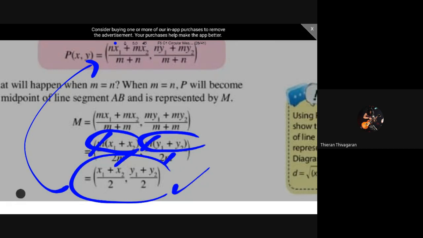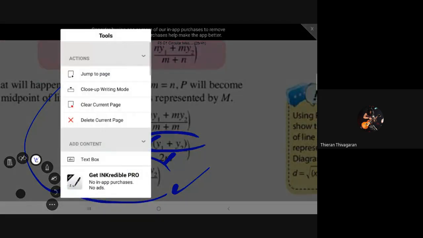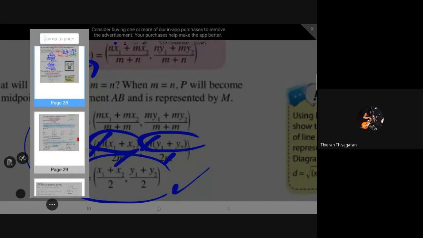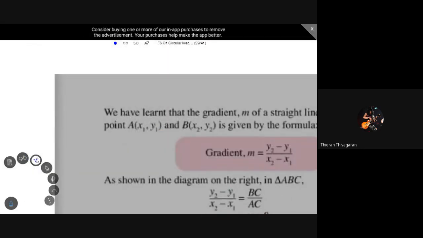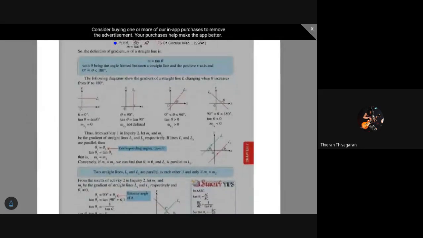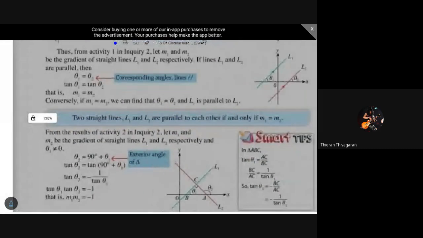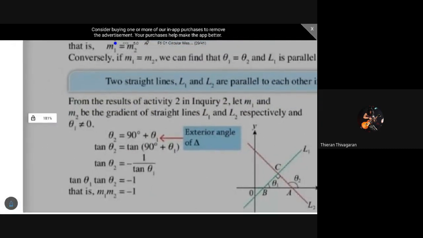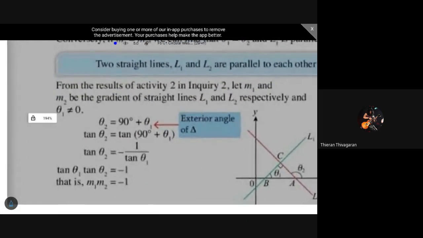Okay, so until here, I hope you all clear. So we go next slide. Some more formula got, ada lagi. Okay, gradient formula. Oh, yang ni. Okay, actually there is a way also to prove this one. Tapi, I rasa yang ni takkan keluar.